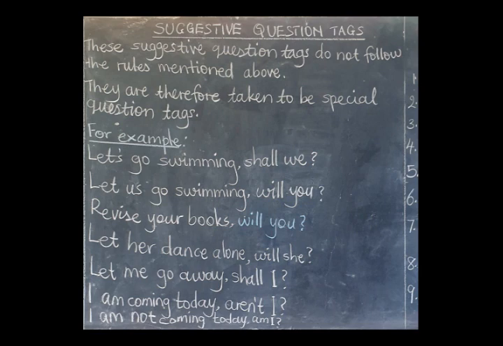I am coming today, aren't I? It does not follow the previous order. It is positive. It has begun with I. The helping verb is am, but then the question tag changes to aren't. We do not say amn't I, but we say aren't I. I am not coming today, am I? Because it contains the negative there. Don't say I am, no, it is am I.